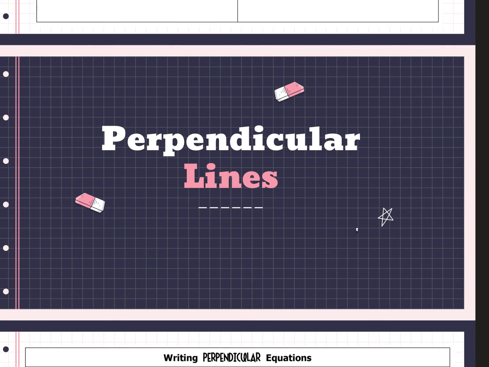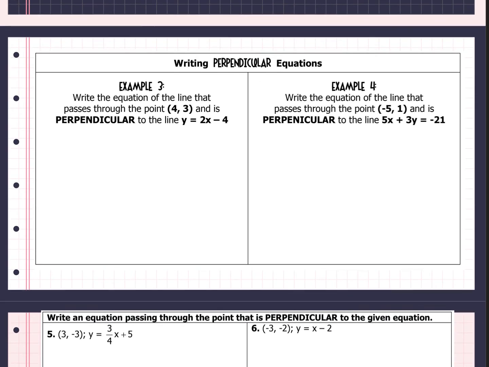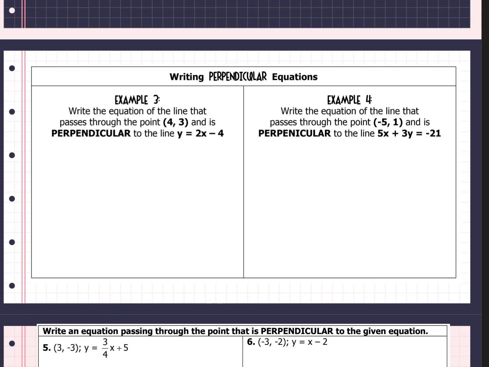All right, perpendicular lines. Remember, perpendicular lines have opposite reciprocal slopes. We're still using our point-slope formula here. We're just looking at the fact that the slopes are opposite reciprocals.